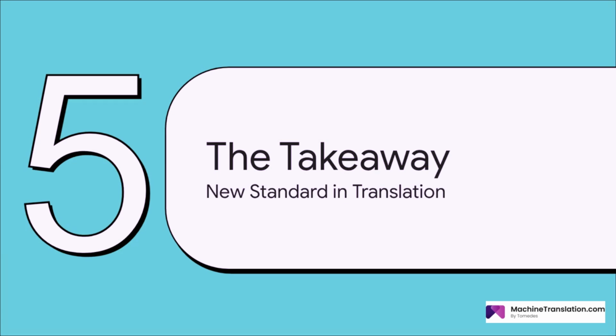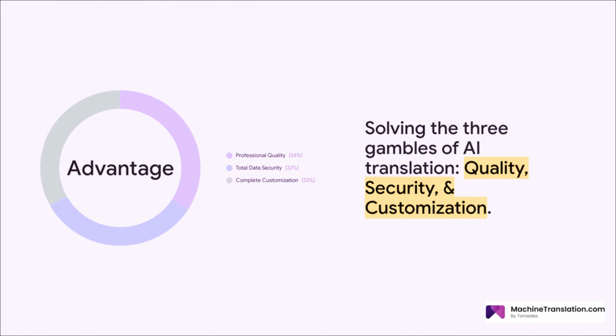All right, so let's bring it all together. What's the big takeaway here? I think it's that we're seeing a real shift in how we should think about AI translation. It's moving beyond being just a simple, quick tool you use for free online and becoming a truly secure, strategic asset for any professional or business. It really boils down to this three-part solution for beating the translation gamble. The real advantage here isn't just one single feature, it's the combination of all three.